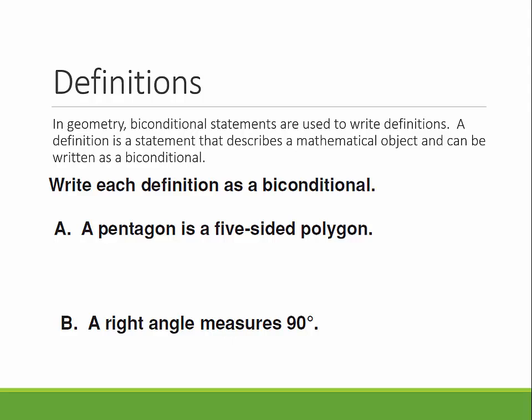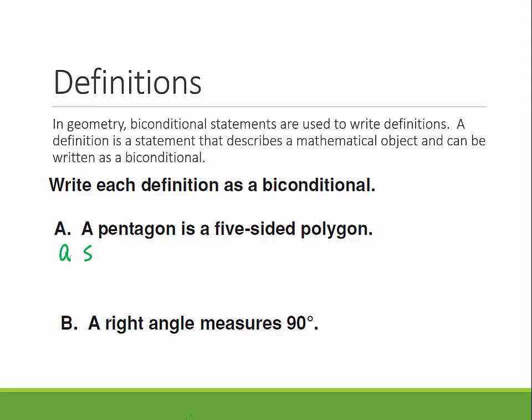So in geometry, biconditional statements are used to write definitions. A definition is a statement that describes a mathematical object and can be written as a biconditional. So write each definition as a biconditional statement. Here's a definition for a pentagon. It's a 5-sided polygon. So we can turn this into a biconditional statement by putting an if and only if in there.